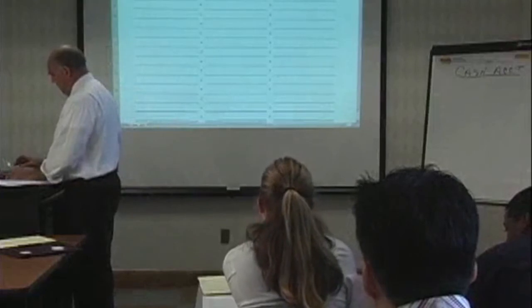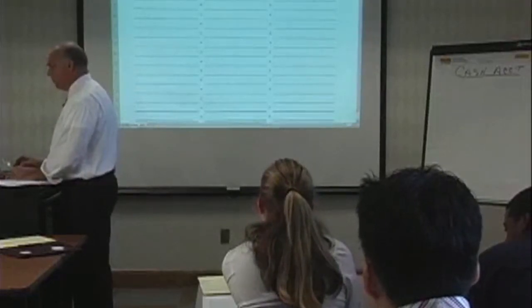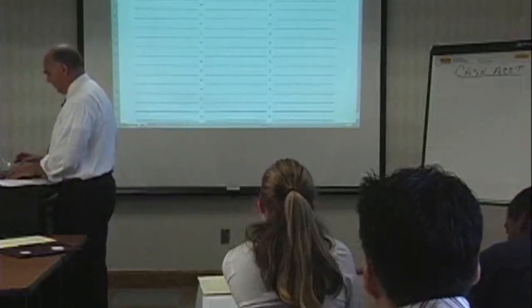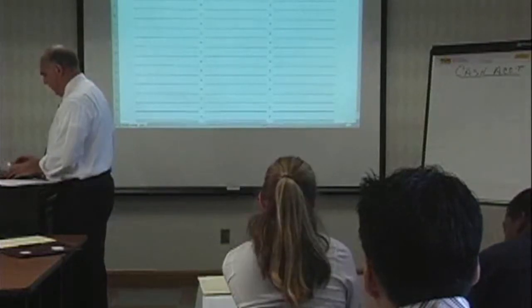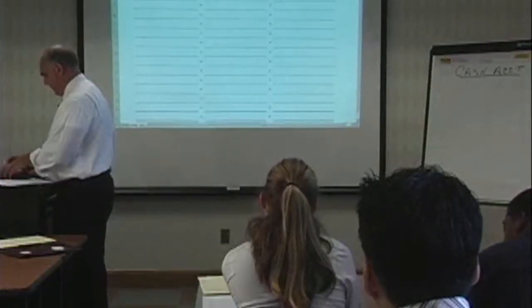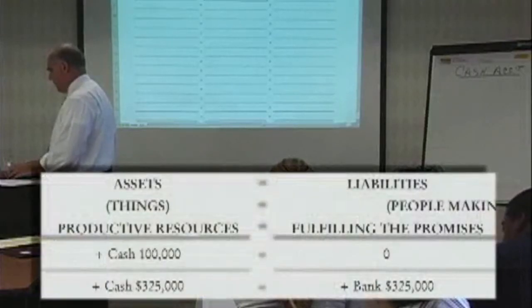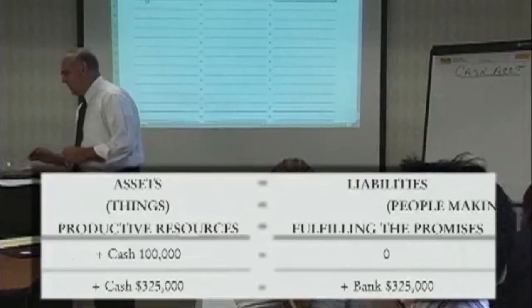So we also have to repay this when permanent financing was secured, so clearly this is a promise that must be fulfilled. So we're going to increase the bank that we owe the money to in the same amount of $325,000. To make our entries complete, we have a 0 in the owner's equity column.